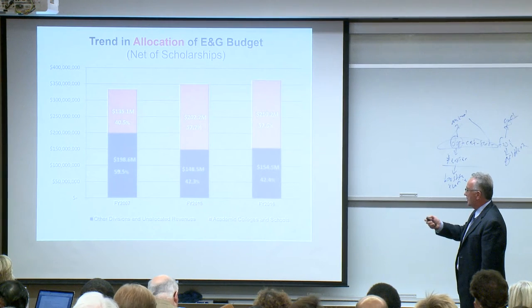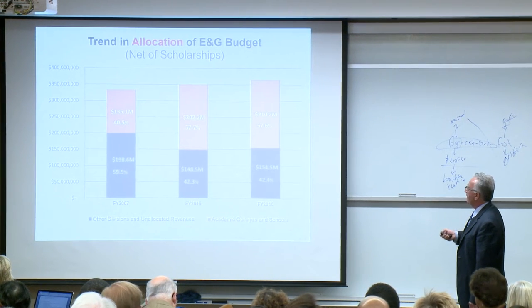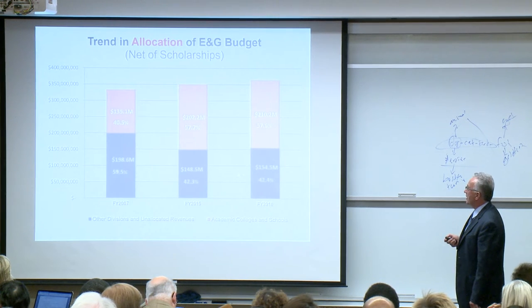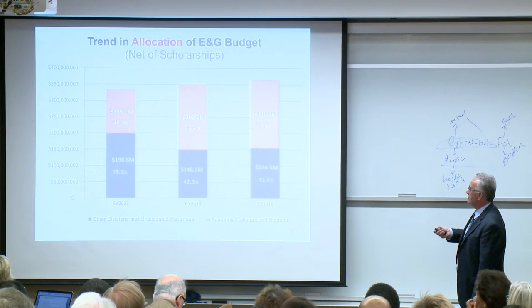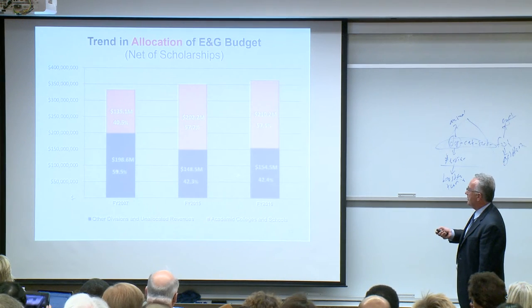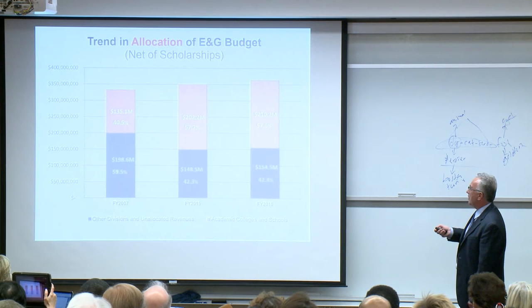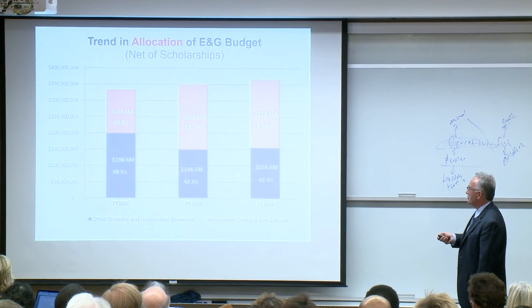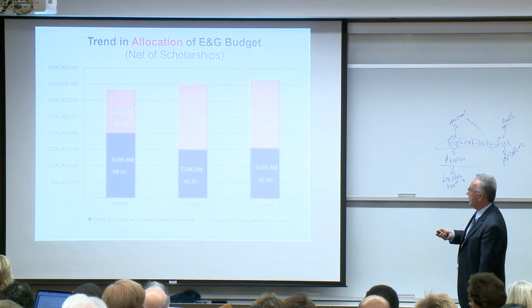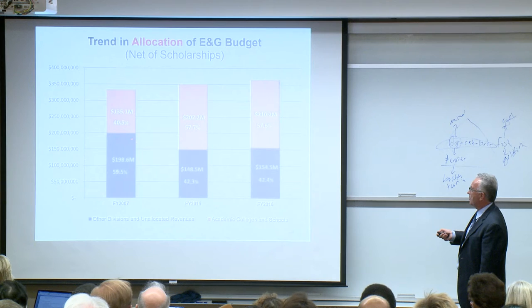Part of what this is intended to do is give you a sense of how prioritization and control over resources has changed since back here. Here's the level of funding. The red reflects the academic colleges and the amount allocated in the budget for their purposes. This reflects everything else, including any surplus revenues during the year that were managed centrally.